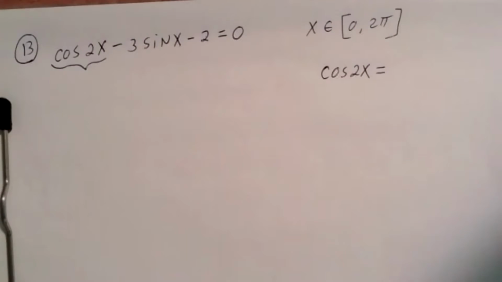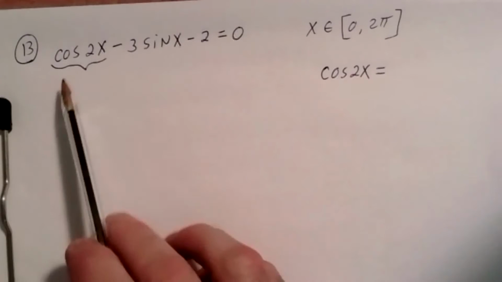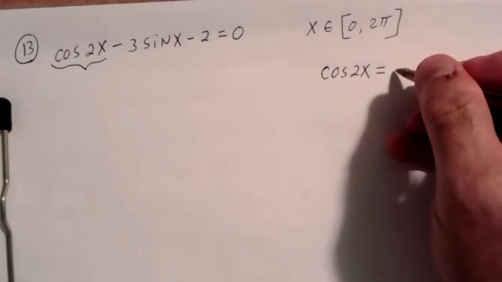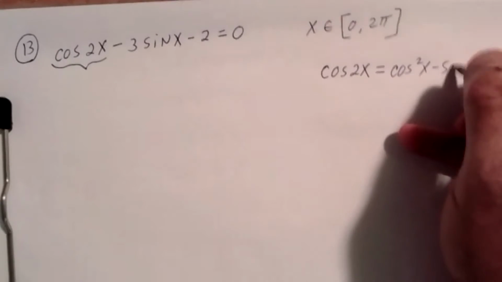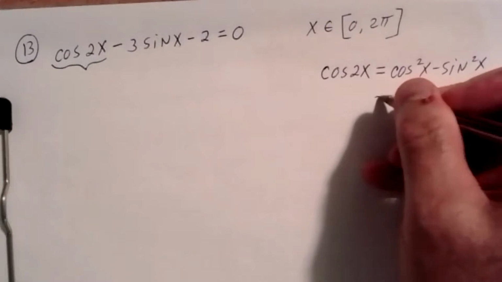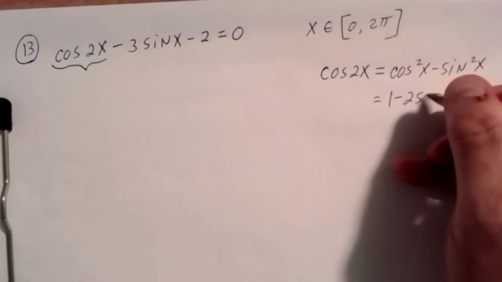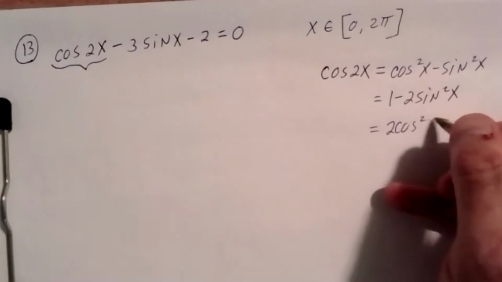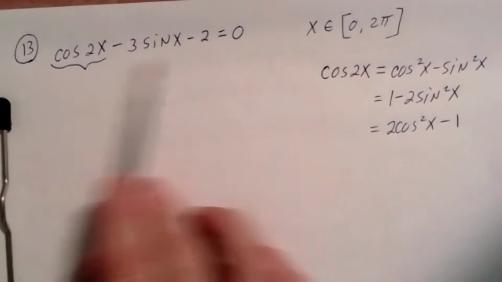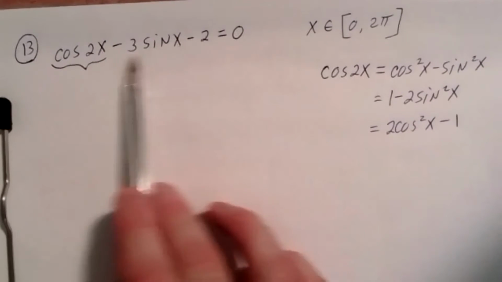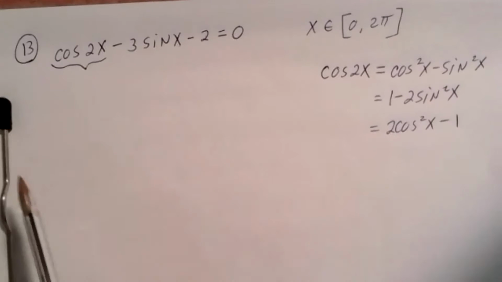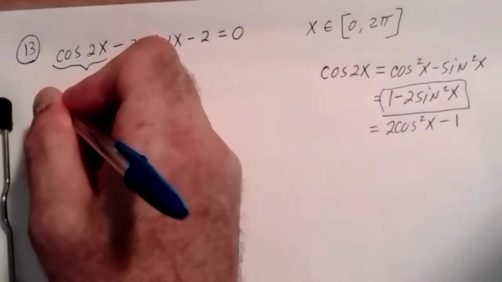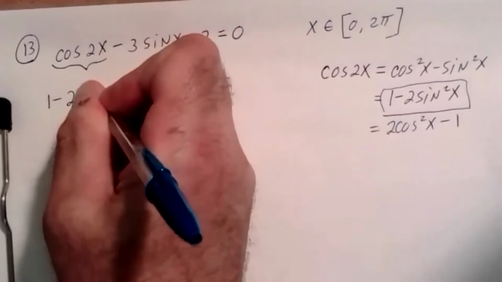And remember, there were 3 different versions of that. What would be the appropriate version to use, knowing that we have a sine x function in our equation? Would we use cosine squared x minus sine squared x? Or 1 minus 2 sine squared x? Or 2 cosine squared x minus 1? What version would be the wise way to go in the context of our situation? Number 2. Let's replace cosine 2x with 1 minus 2 sine squared x.